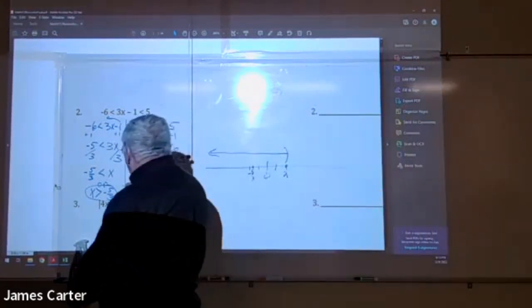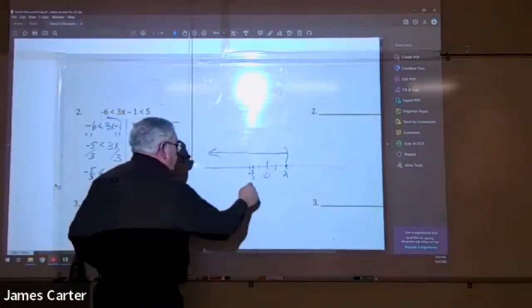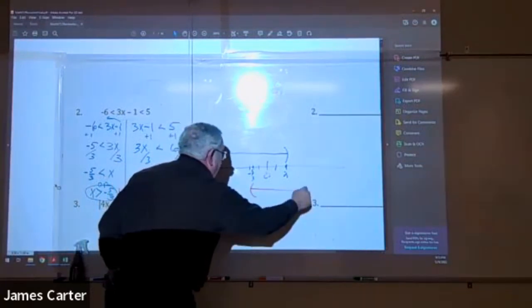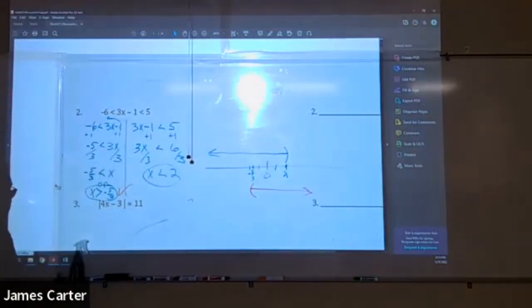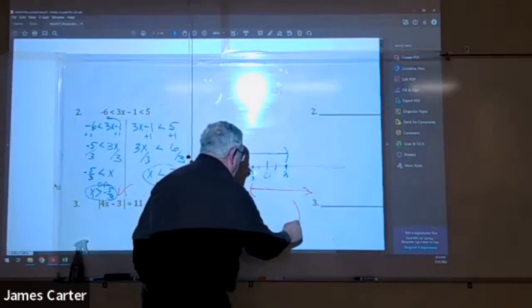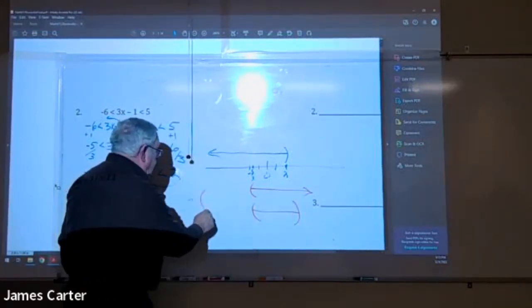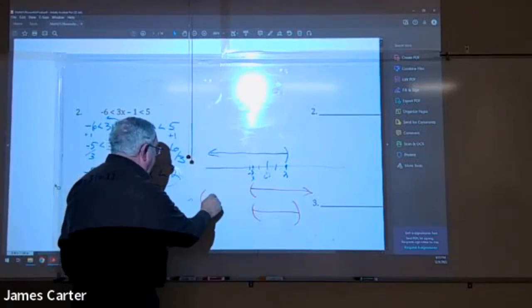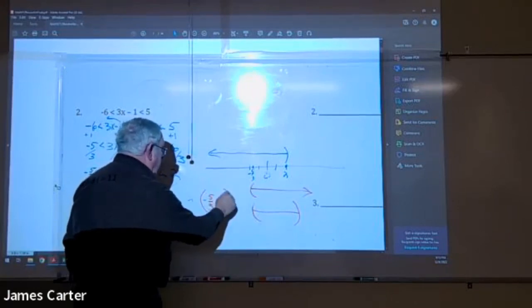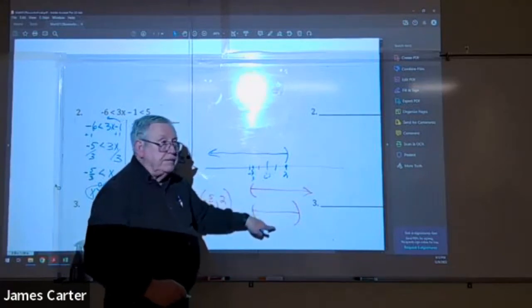What is this one saying? This one is saying its numbers greater than that one. So what's my solution then? Everything from here to here. So in interval notation, our answer is -5/3 to, not inclusive, because there are no gaps in this piece.